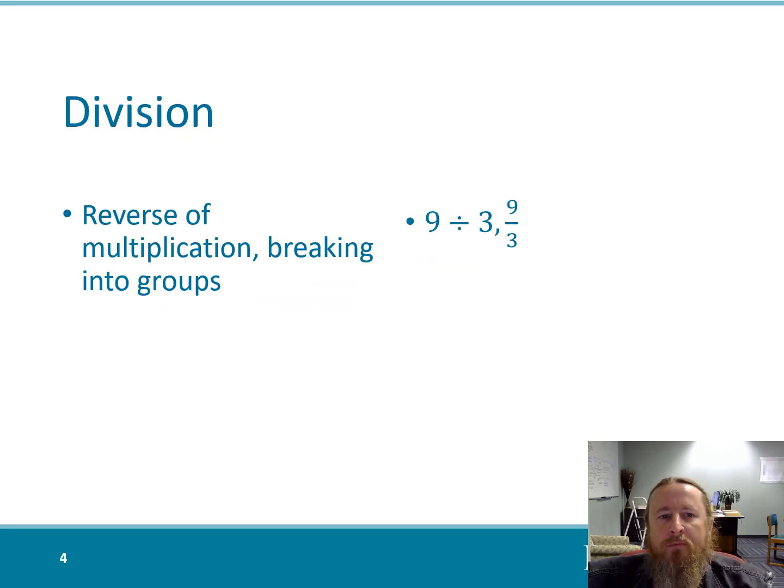Division, it is the reverse of multiplication. It breaks a larger number down into groups. So we have 9 divided by 3 with the dot, bar, dot. This represents the fraction where our dividend is on top. Then we have our fraction bar and the divisor. So this is 9 divided by 3.